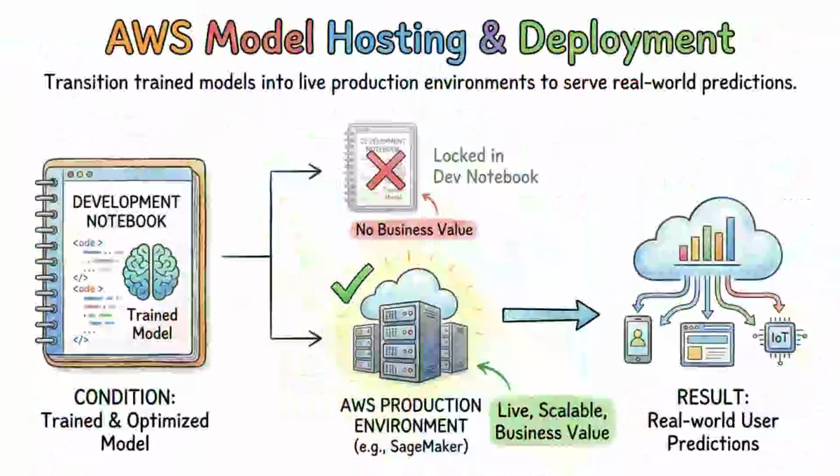Welcome to Section 5 of our AWS Certified Machine Learning Specialty course, where we explore the critical phase of implementation and deployment. In this lesson, you will learn how to take your successfully trained and optimized models and safely transition them into production environments to serve real-world user predictions.